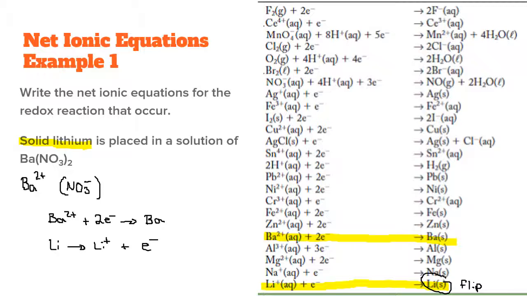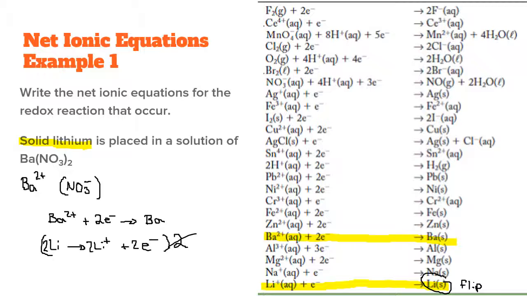Now remember how net ionic equations never show your electrons? So in order to combine these two reactions, they have to have the same number of electrons. So in order to do that, I'm going to double this whole reaction here and say 2 lithium yields 2 lithium plus ions plus 2 electrons.